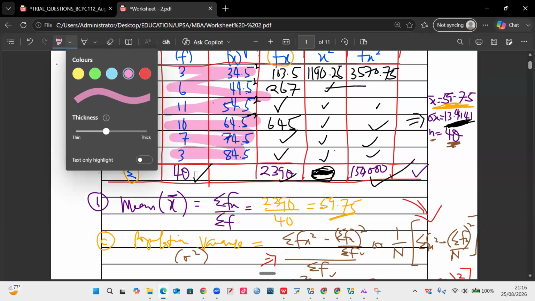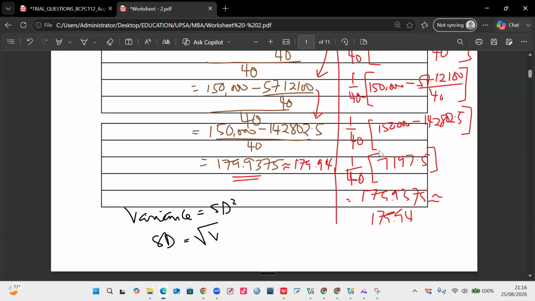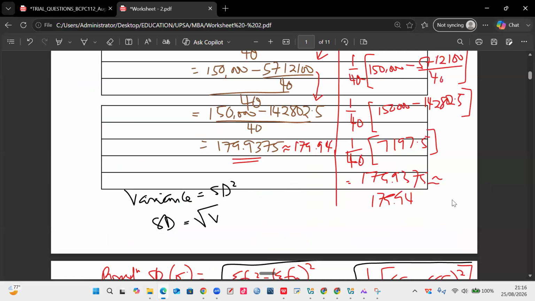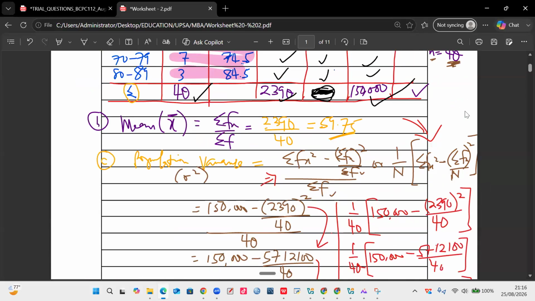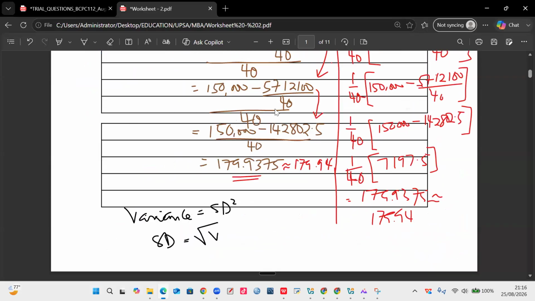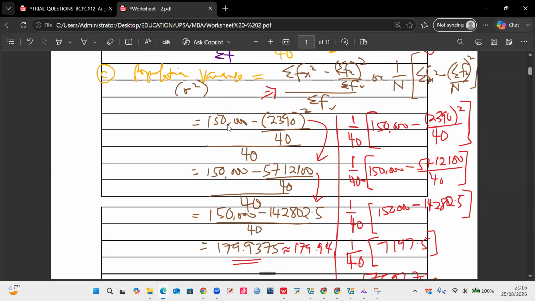If you are solving the variance and you're not sure about your variance answer, just pick the standard deviation and square it and see whether it's the same. If you square the standard deviation and it doesn't give you the variance, it means you made a mistake somewhere. Quickly, just write that the standard deviation squared gives you the variance. Let's say I'm solving 150,000 minus this, and I got a mistake here.